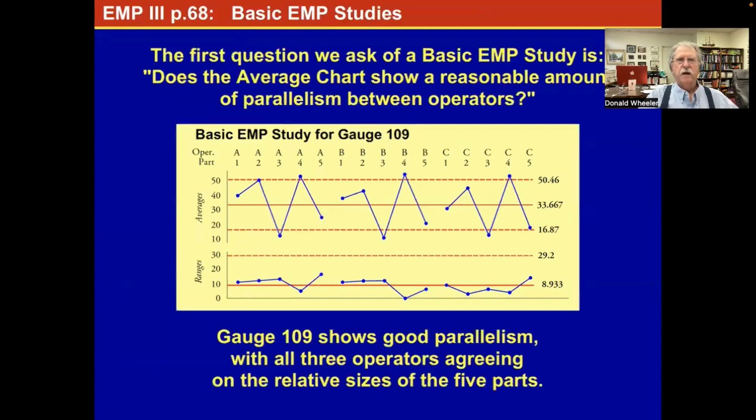So the first question we ask of a basic EMP study is, does the average chart show a reasonable amount of parallelism between the operators? I mean, they're measuring the same 5 parts. We'd like them to agree on which parts are high and which parts are low. Gauge 109 shows good parallelism, with all 3 operators agreeing on the relative sizes of the 5 parts.